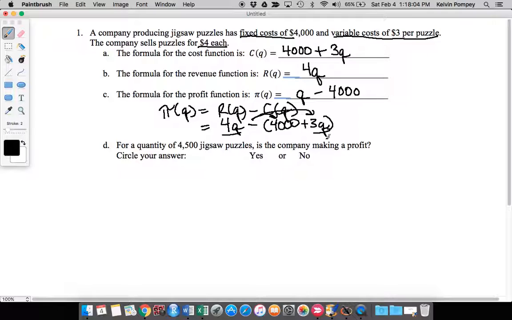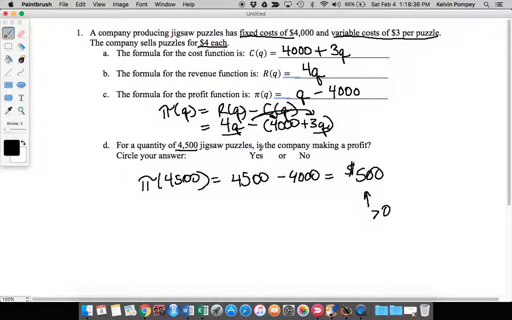Part D says, for a quantity of 4,500 jigsaw puzzles, is the company making a profit? Basically I want to see if the profit is positive or negative, given that our quantity is 4,500. So I'm going to plug 4,500 into our profit function. That's Q, which is 4,500, minus 4,000, which equals 500. So my profit is $500. Since that is greater than 0, that's positive, then I know that yes, the company is making a profit. Had this been negative, then I would have answered this as a no.